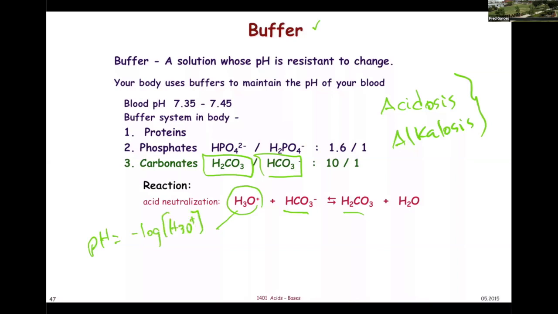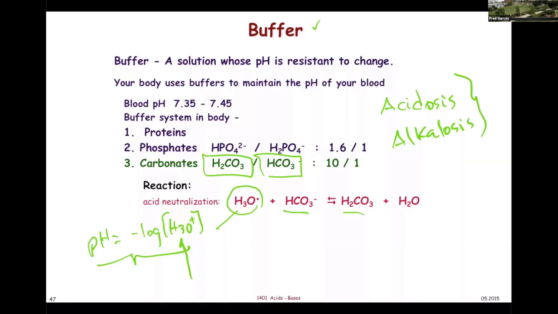This is an important equation because the only way your pH will change is if the hydronium in your system is high or low. But what happens if we remove the hydronium or the hydroxide in your system? Well, that means that the pH doesn't change. And that's exactly what a buffer does.